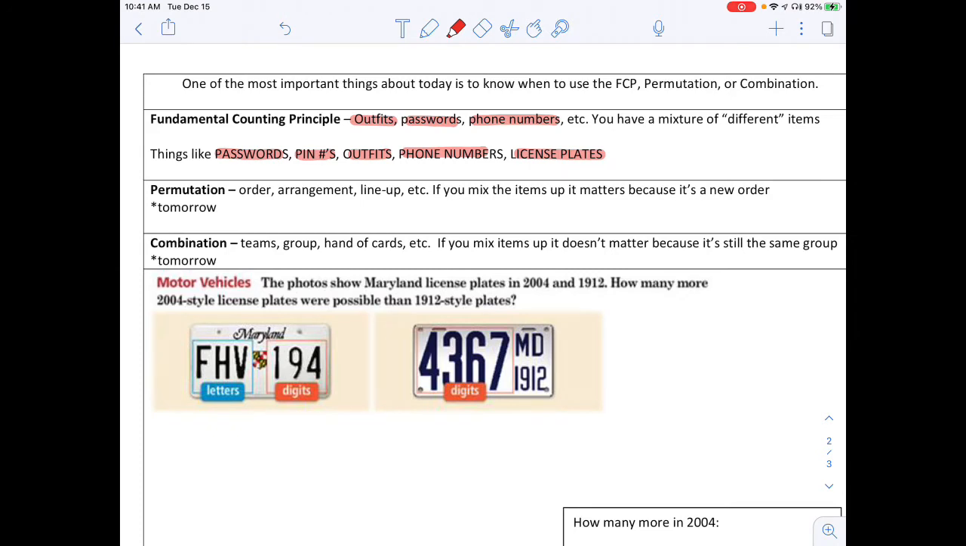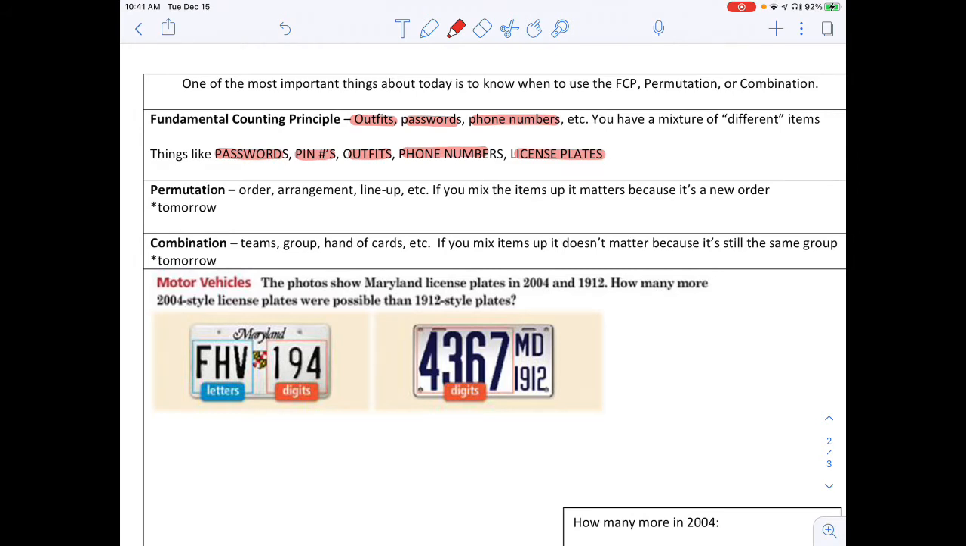An outfit could potentially identify a thief. A password identifies me to allow me to access my email. My phone number identifies my phone so that you can call me. We'll talk about permutation tomorrow.